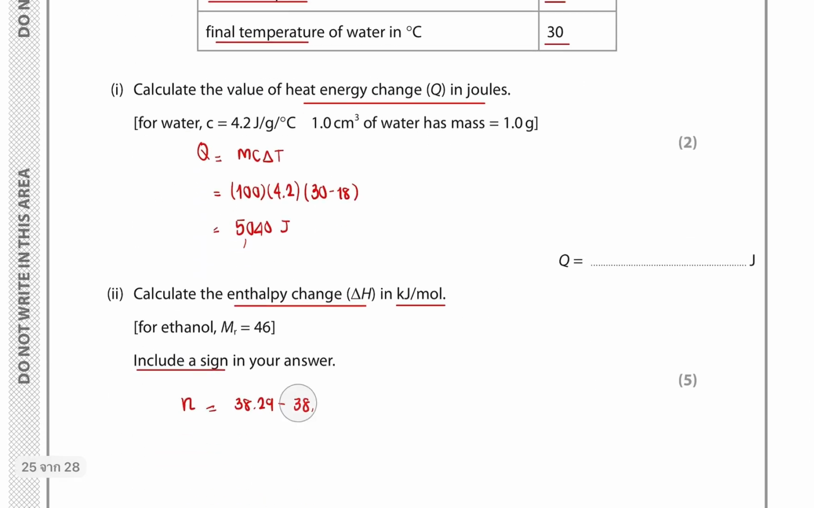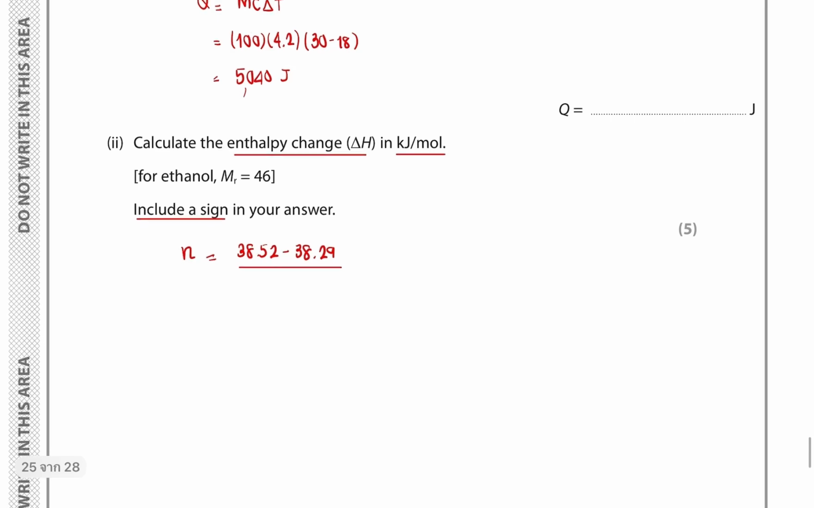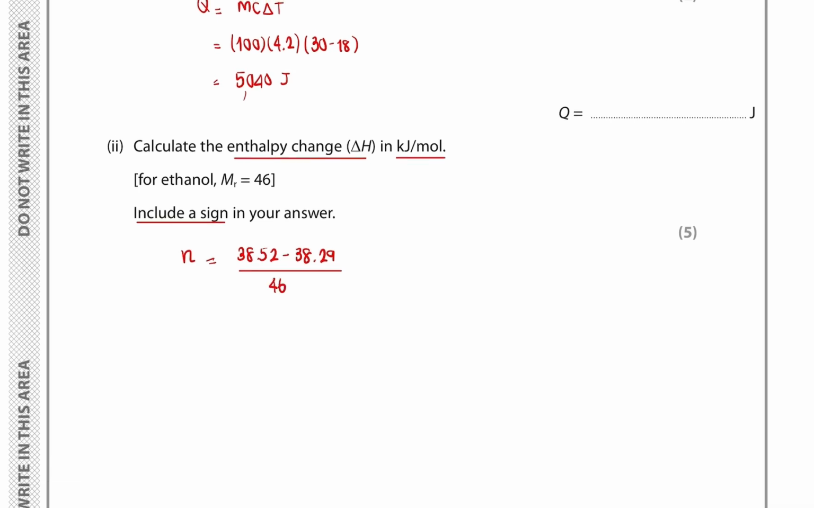I'm sorry, it should be reversed: 38.52 minus 38.29. This is the mass, and then divided by the Mr of the ethanol, which is equal to 46. So it will be equal to 0.23 over 46. So it is equal to 0.005 mole. Then enthalpy change equal to the heat energy divided by the number of moles.